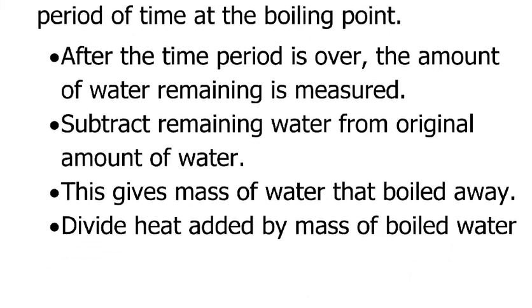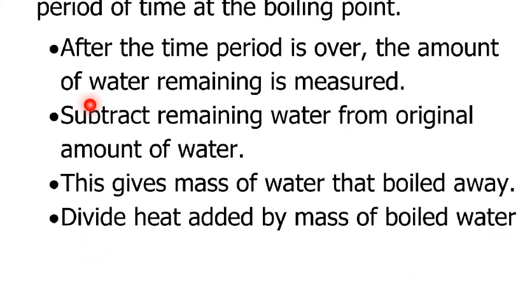All right. After the time period is over, you have to have a way of measuring how much water is left in the container. So you have to know at the start of the time period how much water you had to start with. And then after the time period is over, you have to know how much water is remaining. And if you subtract those two numbers from each other, that gives the mass of water that boiled away. If you divide that by the heat that was added, then you can find the latent heat of vaporization for the water. All right, I use water as an example because basically it's the most commonly used material to figure these things out.